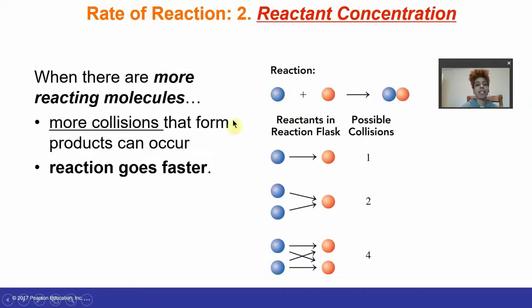If I add more molecules, if I increase the reactant concentration, then that's going to give me more molecules and more possible collisions. All right, and the reactions go faster because I have more possible collisions.